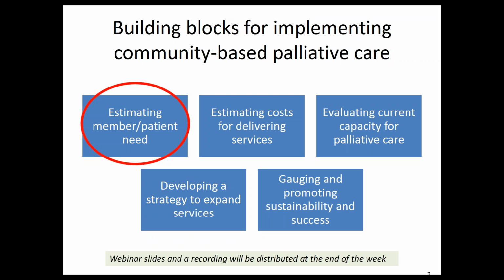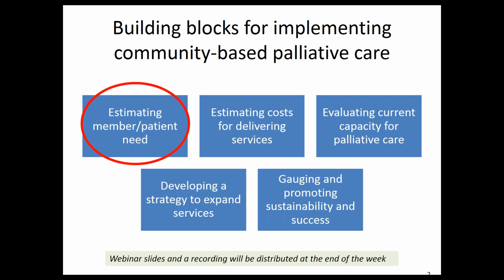Topic 2, we'll get into estimating the costs of delivering services. This is a topic that's really aimed towards the providers that are hoping to offer this type of care to the eligible patients. We'll start tackling that in a couple months. Topic 3 is evaluating current capacity for palliative care. So in a given region or within a given network, how much current palliative care capacity exists, and what are the prerequisites that both primary and specialist providers need in order to deliver this type of care?